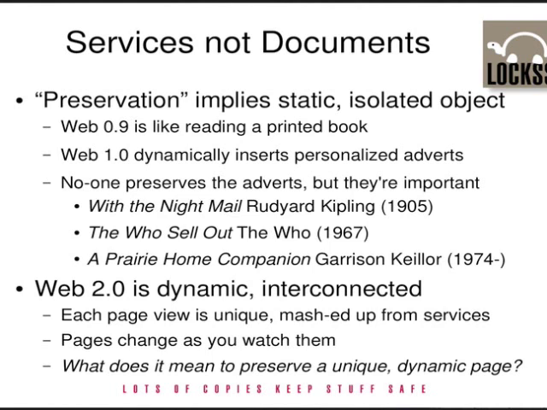So Web 2.0 poses a really major problem for preservation. Pages are not merely different for every reader. They change all the time as you read them. So they're different for the same reader through time. So what exactly does it mean to preserve one of these pages? It's unique. It's dynamic. There's no canonical version of it to preserve. The things that are being published right now are services. They're not documents in any meaningful sense. And we don't know how to preserve services.